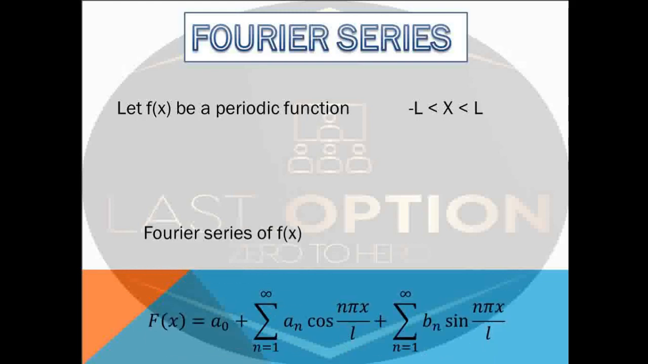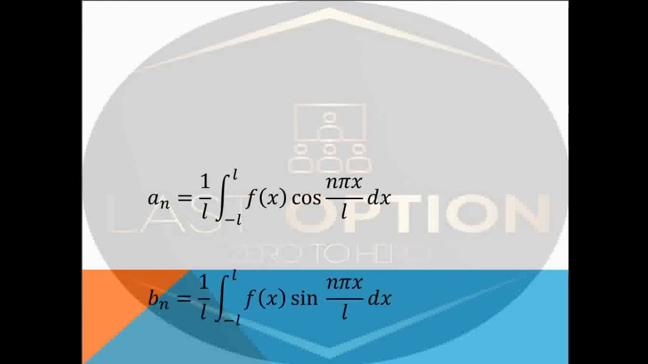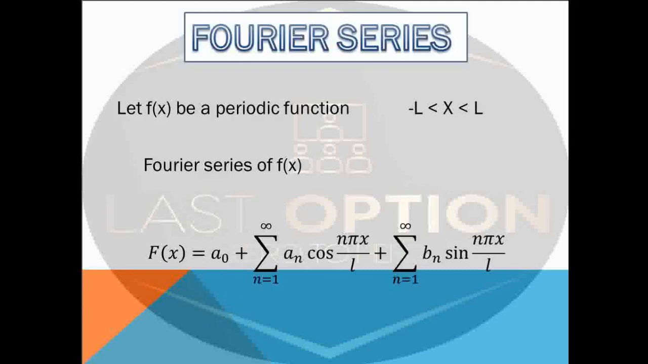from minus L to L, and the Fourier series of that function is a0 plus summation of an cos(n pi x upon L) from n equal to 1 to infinity, plus summation of bn sin(n pi x by L) from n equal to 1 to infinity. To get the Fourier series, we have to find the values of a0, an and bn and put all those values here.